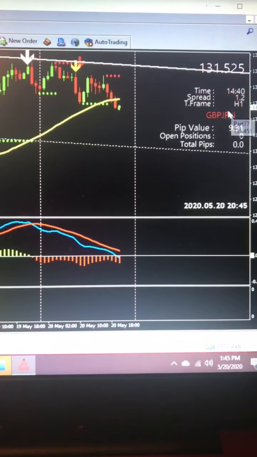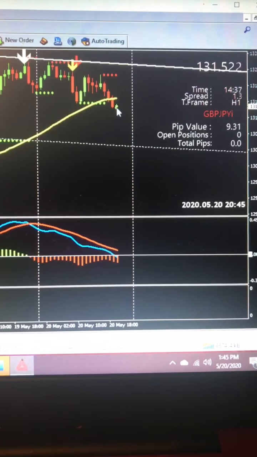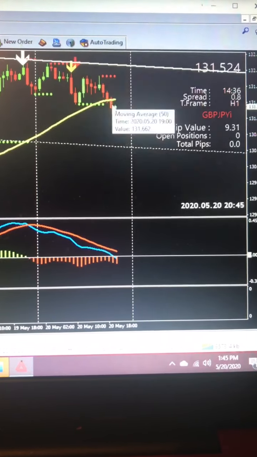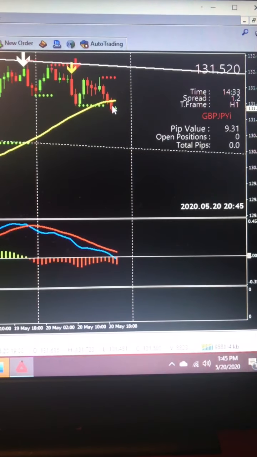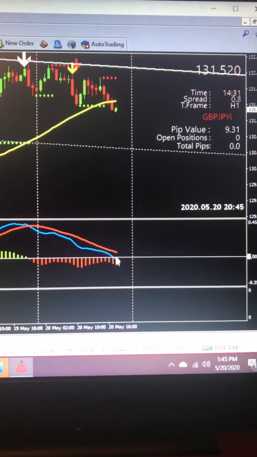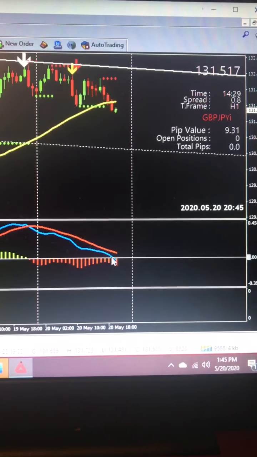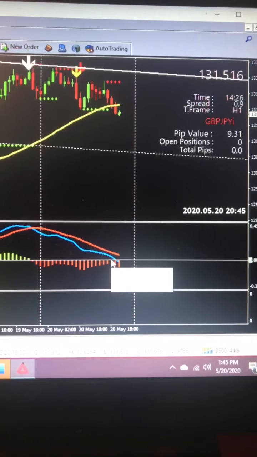Now I'm on the hour chart, right? Okay, so this is obviously a sell. We had the break below the 50. It closed. We have the little penetration on the MACD through the center line, so that's awesome as well.